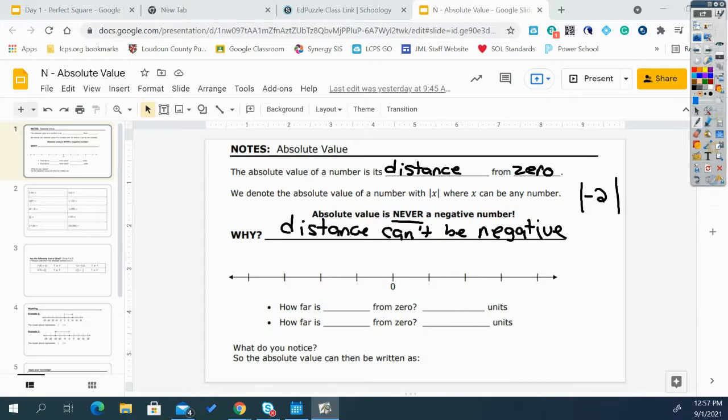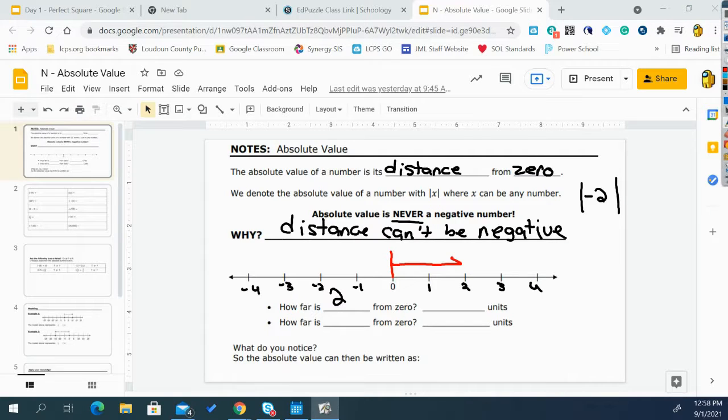Let's see how far 2 is from 0. Let's do this by first making a number line. Here we have a number line, and I'm going to go and number it 1, 2, 3, 4. On my left side, I'll write my negatives. -1, -2, -3, -4. So this question's asking me, how far is 2 from 0? So all I'm going to do is draw a line from 0 to 2. How far is that? Well, it is 1, 2 units.